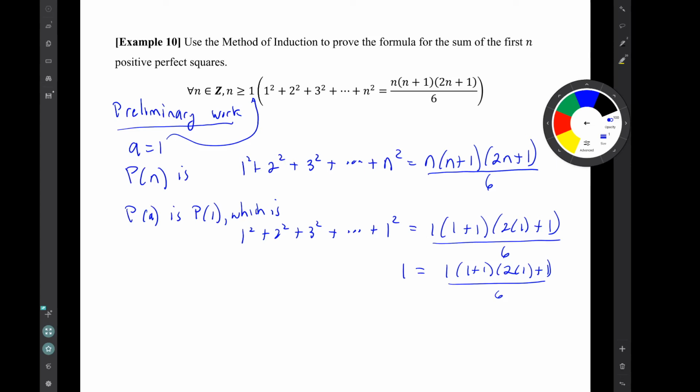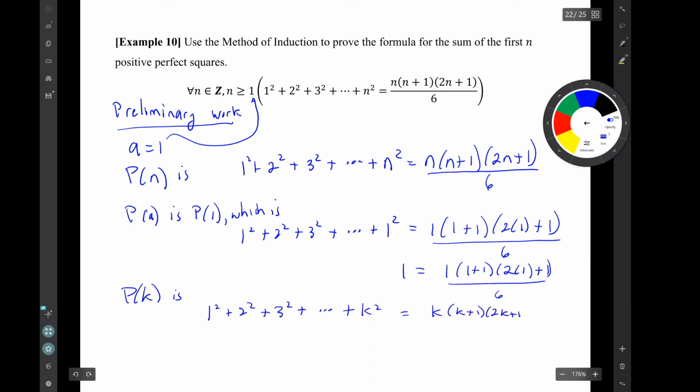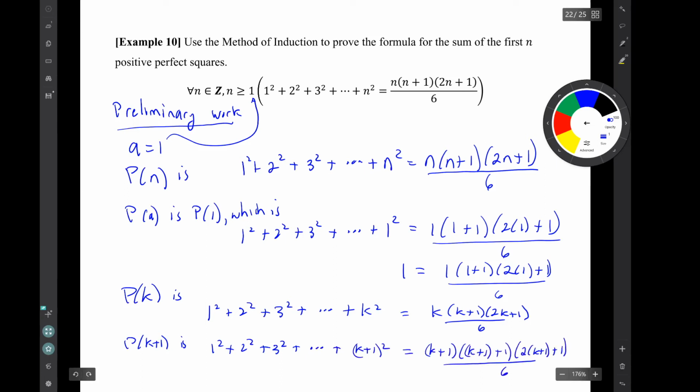We're supposed to identify P(k). So I simply got the expression for P(n) and replaced all the n's with k's. But we also need to get P(k+1). Now, it will help greatly if we simplify this expression a little bit right now. So let's write P(k+1) a little bit more simply.